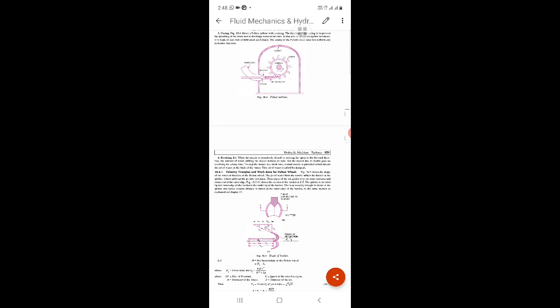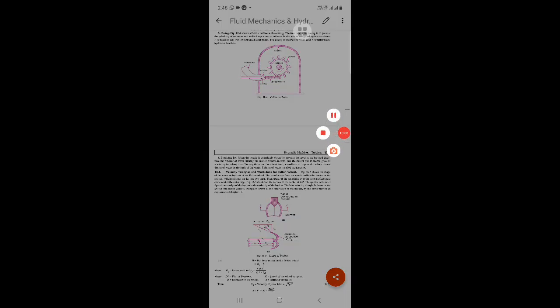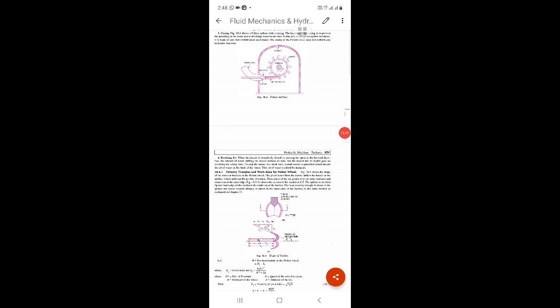So what is a braking jet? The jet is provided to brake or stop the speed of the turbine, on the opposite side of the turbine. So write down the braking jet.